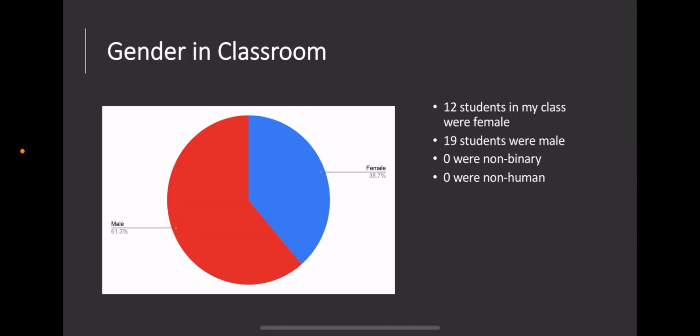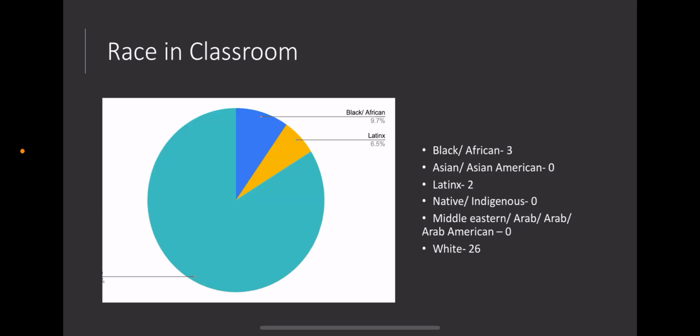So first we have my student demographics. 12 students in my class were female and 19 were male. We didn't have any that I know of that were non-binary and obviously no non-human. So 61.3% male and 38.7% female.